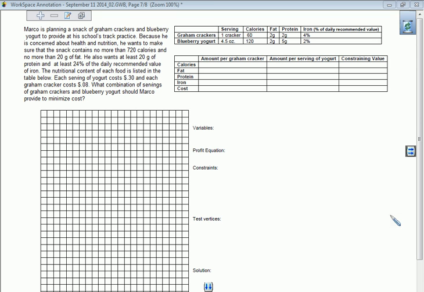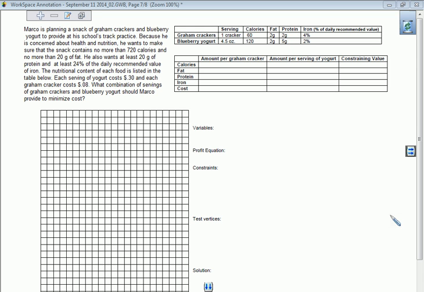The nutritional content of each food is listed in the table. Well, it's below on your paper, but I moved it on mine. Each serving of yogurt costs 30 cents, and each graham cracker costs 8 cents. What combinations of servings of graham crackers and blueberry yogurt should Marco provide to minimize the cost?